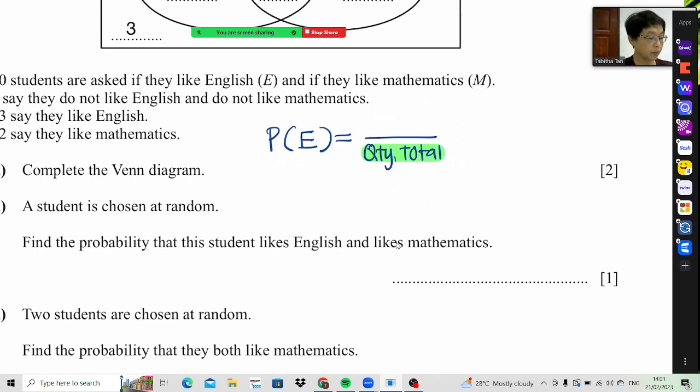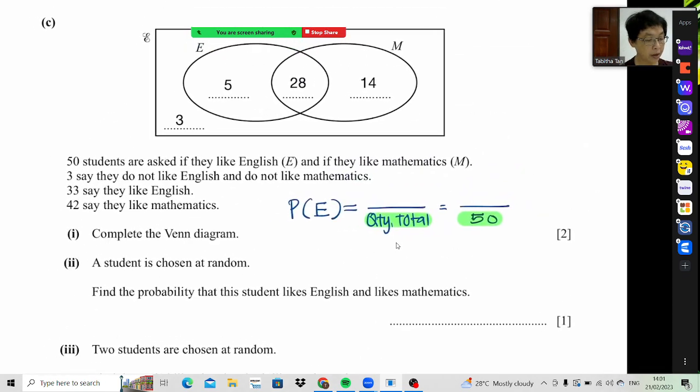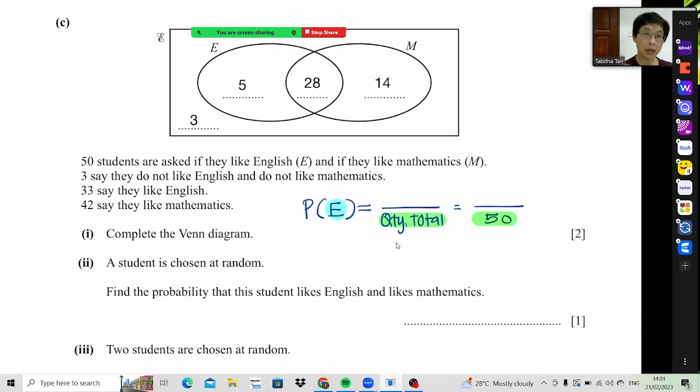So for this case, if we pick from this group of students, what is the total number? Yes, you have said that correctly. The total is 50. Let's put that: 50. We have a pool of students, and out of that we pick one at random. So 50 choices. And now you are interested to find the student who likes English. So in other words, back up to the Venn diagram.